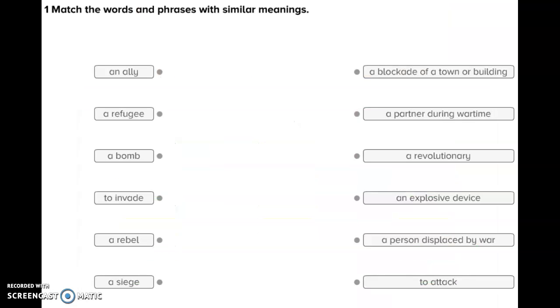Okay guys, now let's continue working in a vocabulary and grammar activity. Read the instructions: match the words and phrases with similar meanings. Here you have the concepts and on the other side you're going to have the meanings. You're going to match. I'm going to help you with the first one. An ally is a partner during wartime. Un aliado es un compañero durante tiempo de guerra.